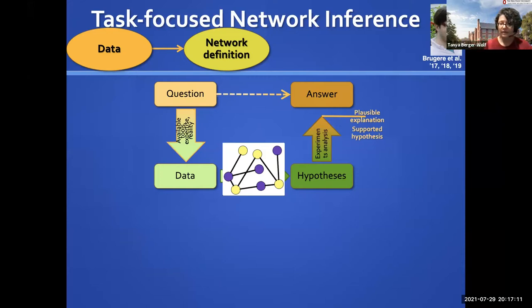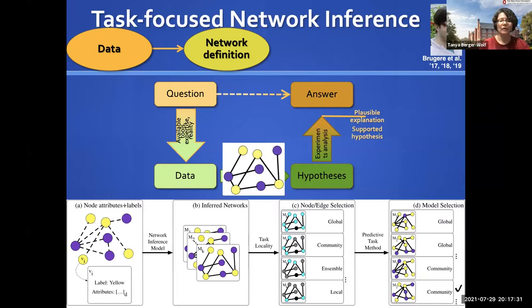So as with any other model, we really should have a way of doing model selection, of testing the goodness of fit of that model, and have a choice between networks on the same data based on the question that we're trying to answer. And so we proposed a whole framework for task-focused network inference, going from data to a question, with a network as a model that allows us to get to an answer. Given potential abstract definitions of different networks on data, we select among these models based on the performance of the network as a model for the question, for the task.